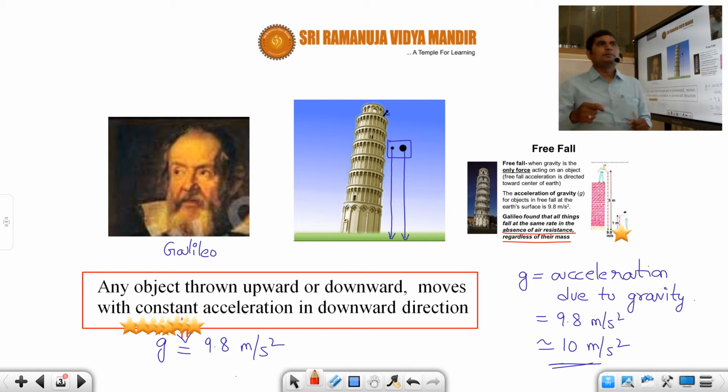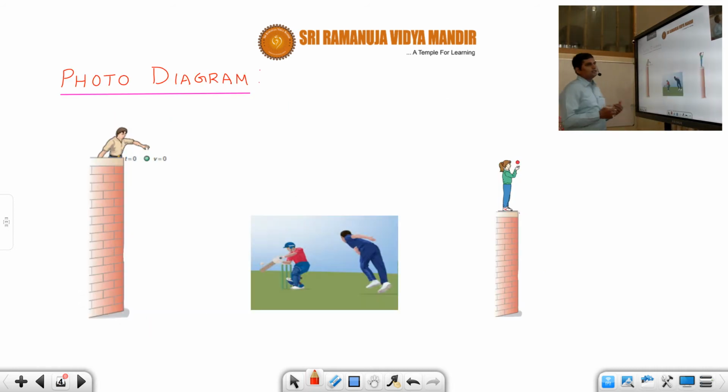If you are standing on the top of a building and you drop a ball, project a ball downwards or project a ball upwards, these are cases where the motion is entirely in the vertical direction, but the acceleration remains constant, as proved by Galileo. So since acceleration is constant, we can always apply the equations of motion. Whatever we have studied until now, we are just applying in the vertical direction, that's all. So this topic is not different from the previous topic in one sense.